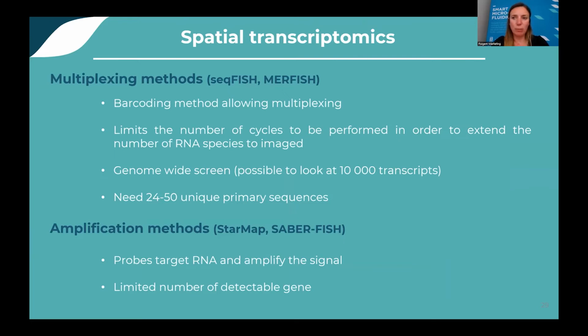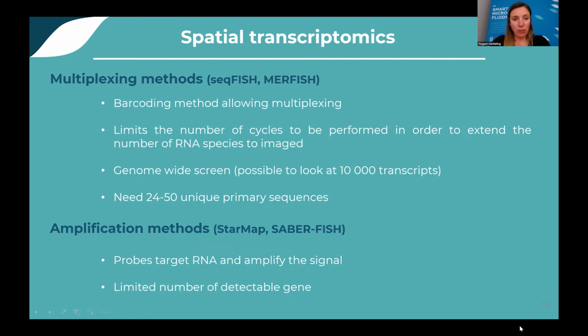A multiplexing method, such as seqFISH and MERFISH, that relies on a barcoding method that allows the multiplexing. So the major advantage of this method is that it limits the number of cycles to be performed in order to extend the number of RNA species to image. It is a genome-wide screen, as it is possible to look at more than 10,000 transcripts. However, it requires a lot of unique primary sequences.